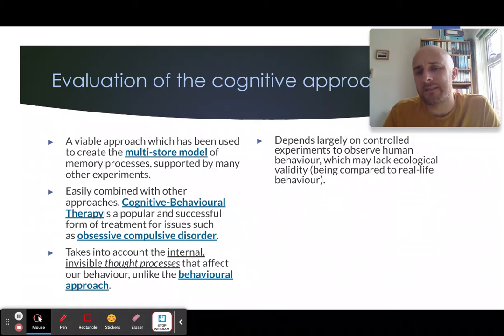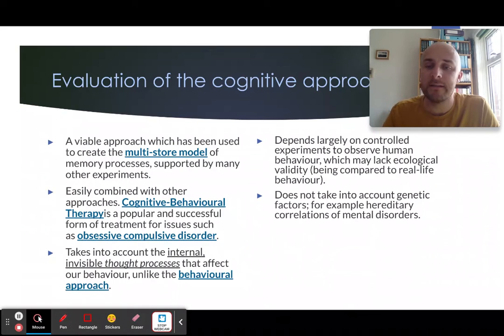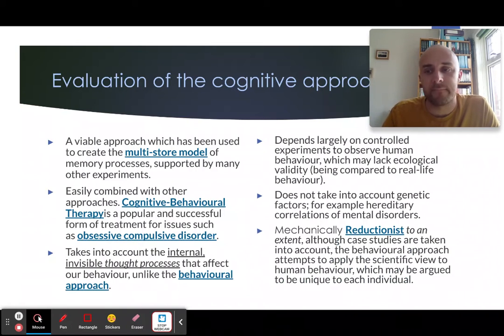What I would also argue is most research into the cognitive approach tends to use laboratory experiments which lack ecological validity. So a lot of the findings you find with cognitive approach may not be able to be applied. Doesn't take into account genetic factors. It is not reductionist, though. Do not say, apart from mechanical reductionism, do not say that the cognitive approach is reductionist. Unless it's mechanical reductionism, right?